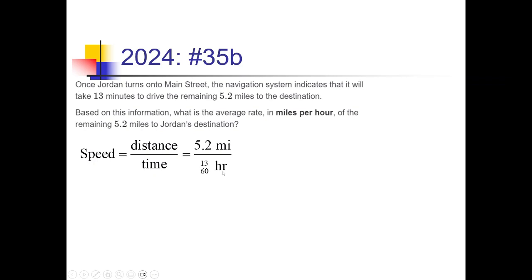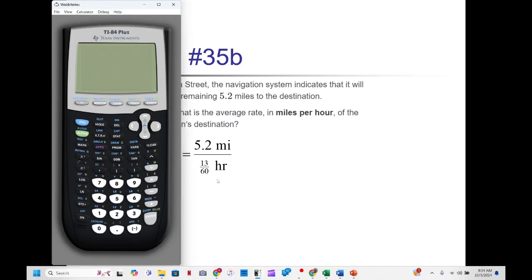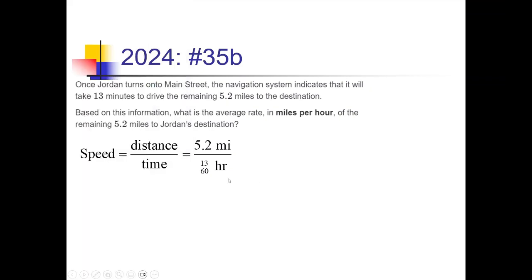And this is a calculator part of the test, so I'm just going to let my calculator do all that work for me. So here I am on the calculator. Let's do 5.2 divided by, I'm going to need a parentheses for this, 13 divided by 60, close parentheses, and that all comes out to exactly 24. Nice. So that's 24 miles per hour to go that distance in that time.